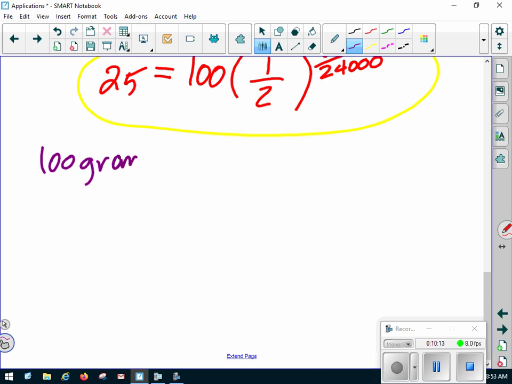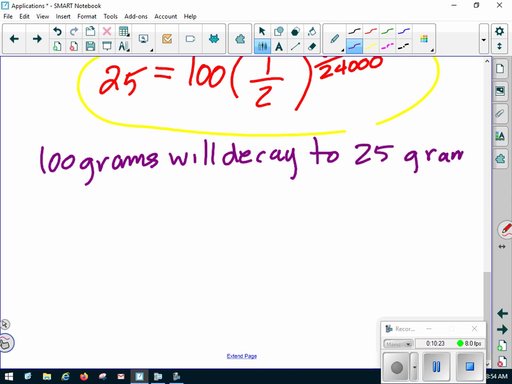100 grams will decay to 25 grams in 48,000 years. If you can get the equation set up, then you go to your calculator and do the work there. Questions?